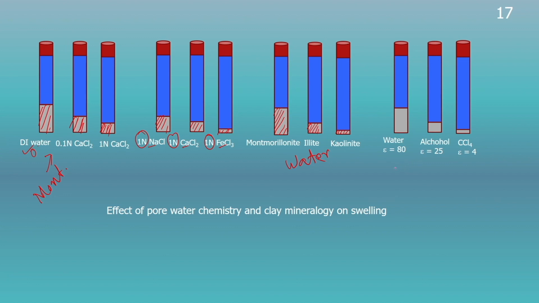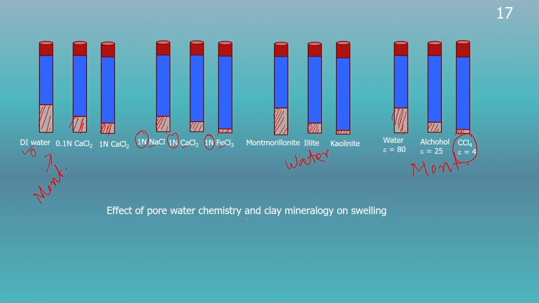Similarly, if we compare with the dielectric constant for montmorillonite, we can see here that with increase in the dielectric constant, the swelling volume will increase. Here the water, which has a dielectric constant of 80, will give the highest value of swelling in comparison to the carbon tetrachloride, which has a dielectric constant of 4.